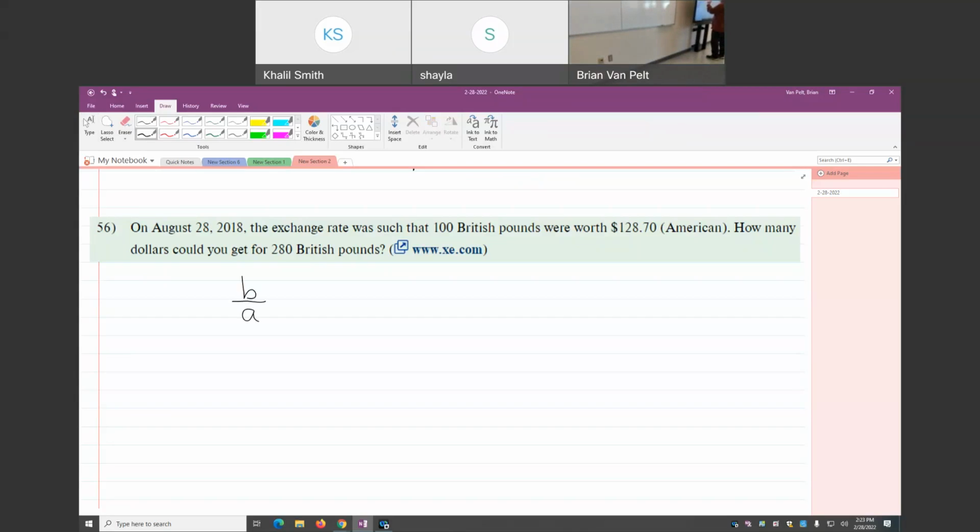Here, I would set up a ratio that was British over American. They give you 100 British pounds is the same as 128.7 American dollars. But now they ask, what if you have 280 British pounds? How many dollars is that in American? This is the way you guys set it up, and then just cross multiply.